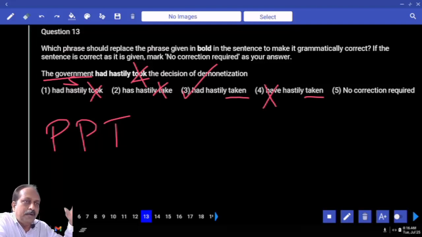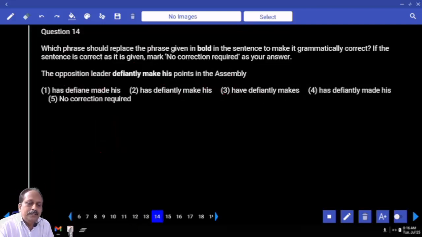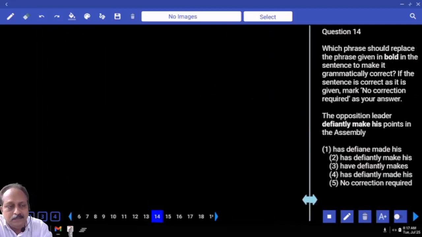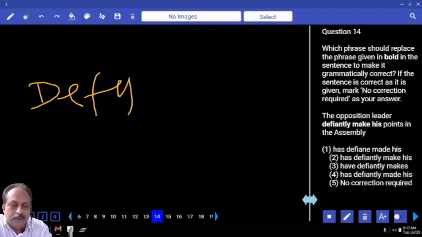They must have lifted from somewhere. But one idea, past action, time is not important, need not be mentioned. We cannot use past perfect. We have to use present perfect. Question number 14. The opposition leader defiantly, write the word defy. From that you get this word, the adverbial form defiantly. What is the verb defy?